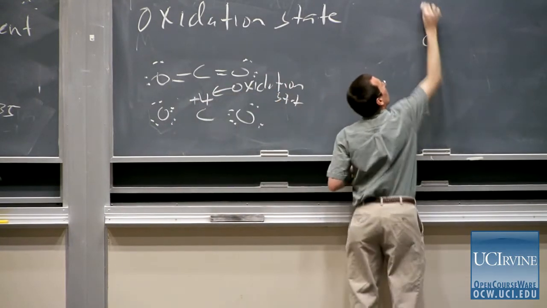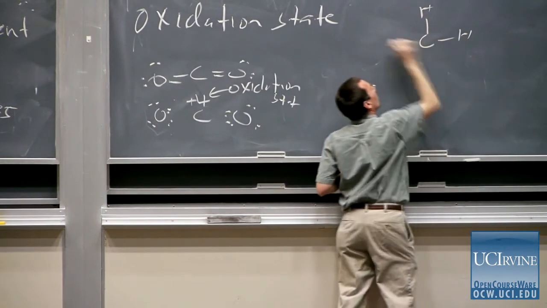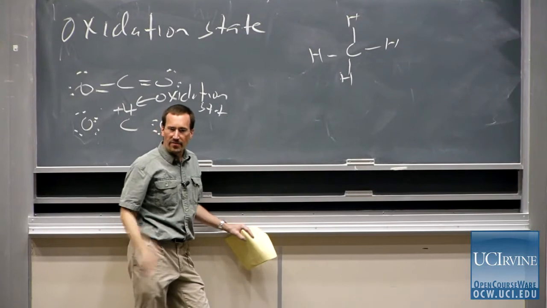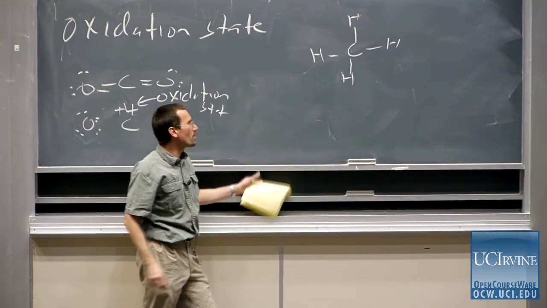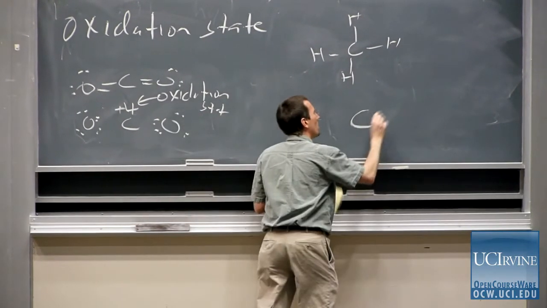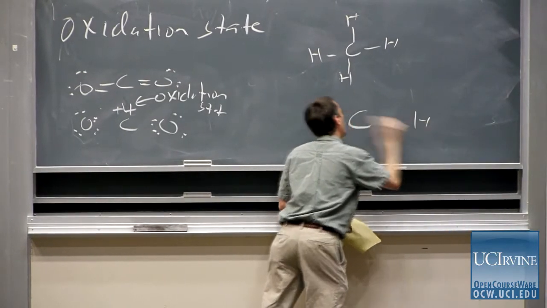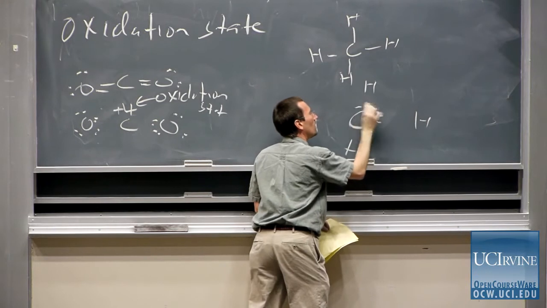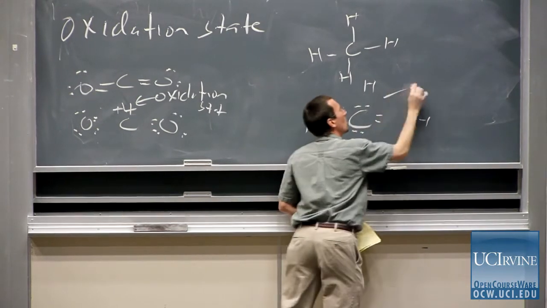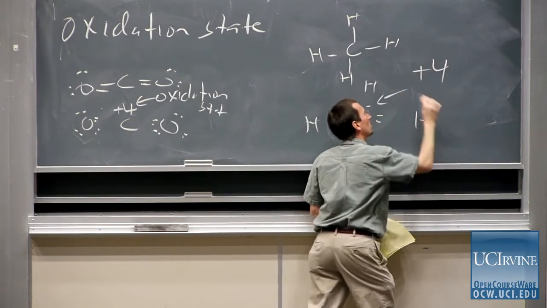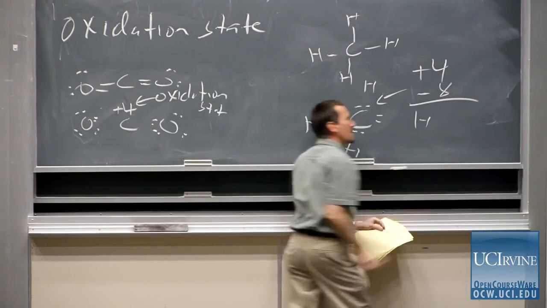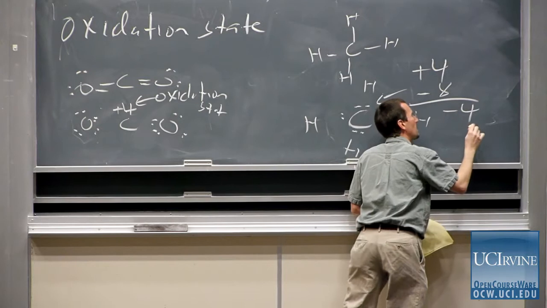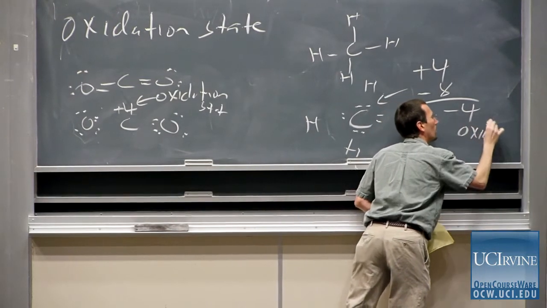Methane, carbon is more electronegative than hydrogen, so we play the same game, but now we give our electrons to carbon, and so we have +4, the nuclear charge, -8, the 4 electrons, and our net oxidation state is -4.